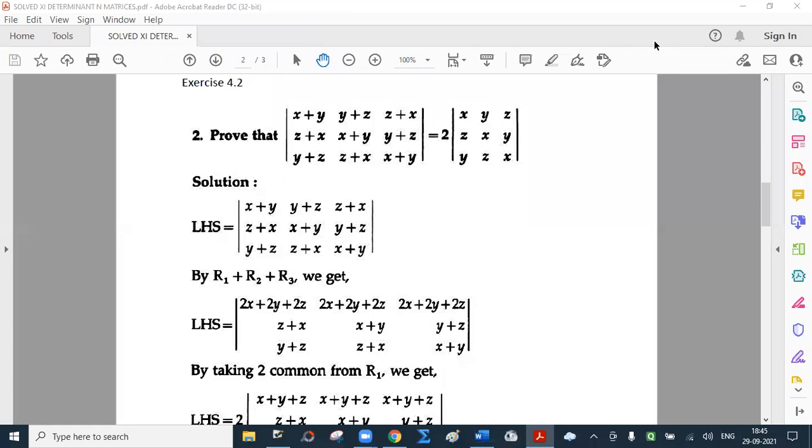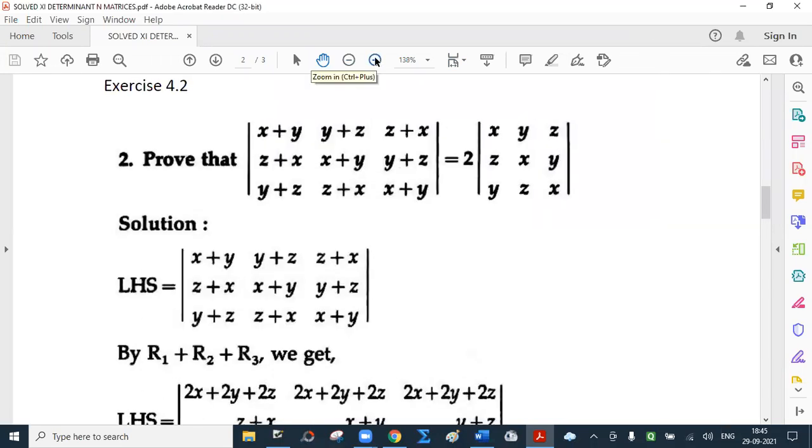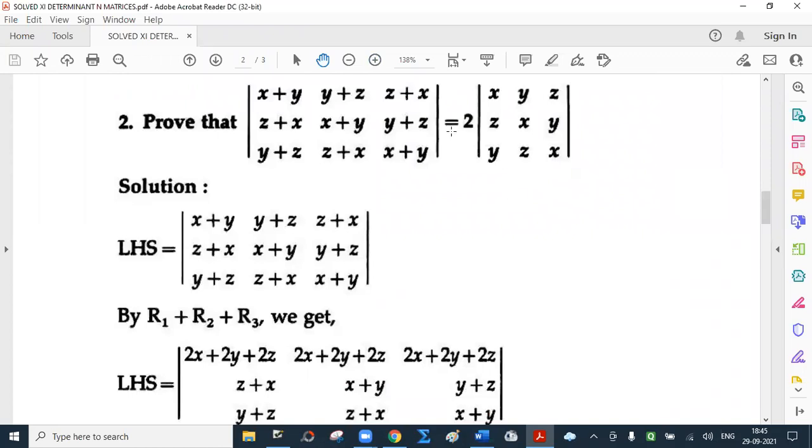Now, this is second sum. Please listen to me carefully and do write the solution after the lecture. Prove that determinant x plus y, y plus z, z plus x, z plus x, x plus y, y plus z, y plus z, z plus x, x plus y is 2 times x y z, z x y, y z x. Let me explain. See, you should know what is to be obtained.